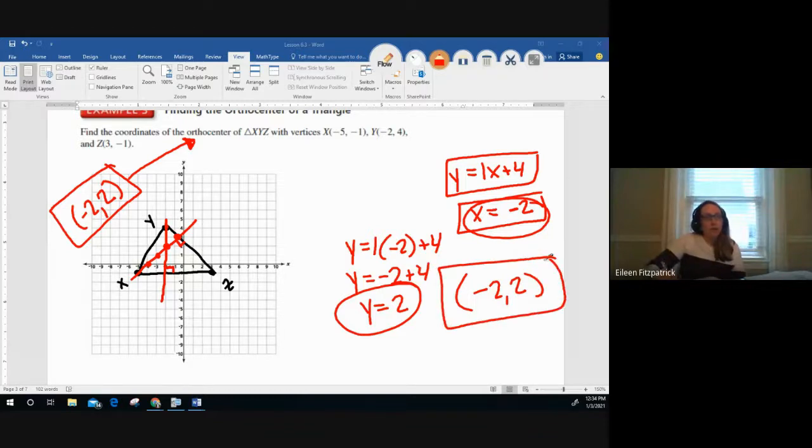Okay, again, multi-step problem, but all stuff that you can manage as long as you know kind of the direction you need to go and what steps you need to do.